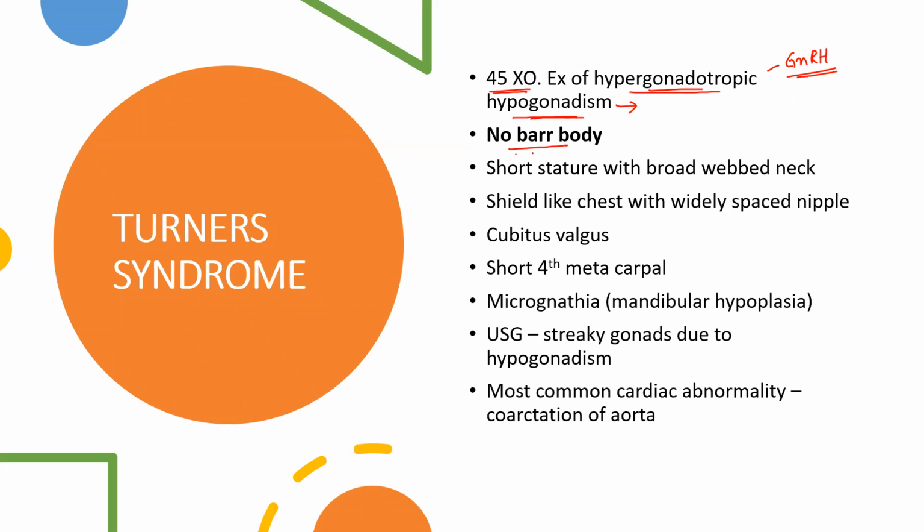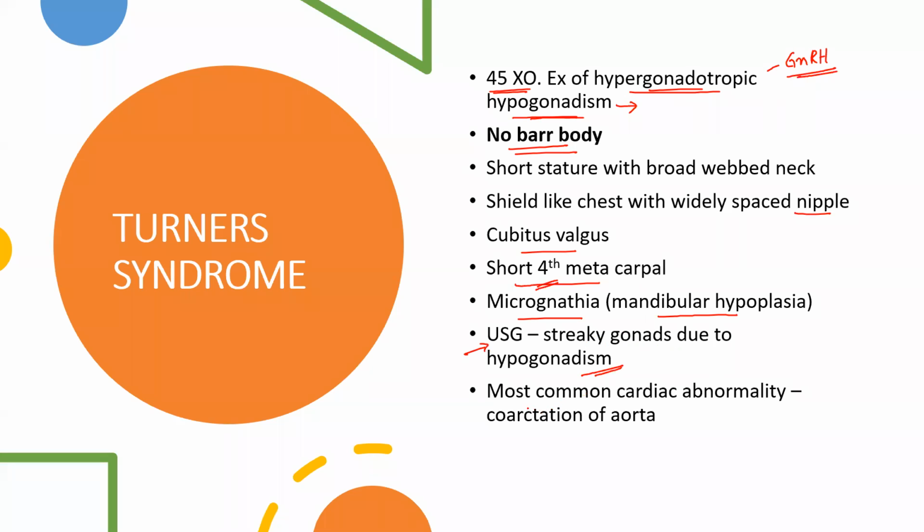Now there is no Barr body in case of Turner syndrome. The other features are short stature with a broad webbed neck, a shield-like chest with widely spaced nipples, cubitus valgus, then a short fourth metacarpal. Okay, we have mandibular hypoplasia, known as micrognathia, and on USG it will reveal a streak gonad, which is due to hypogonadism.